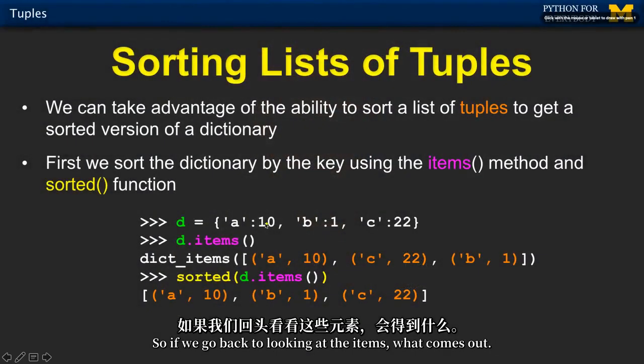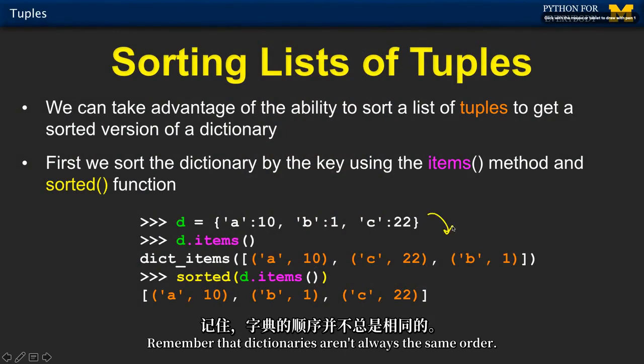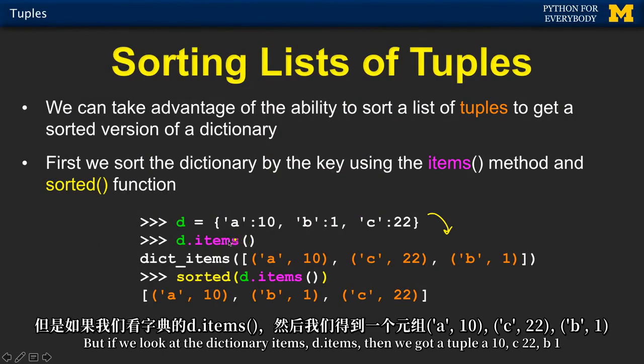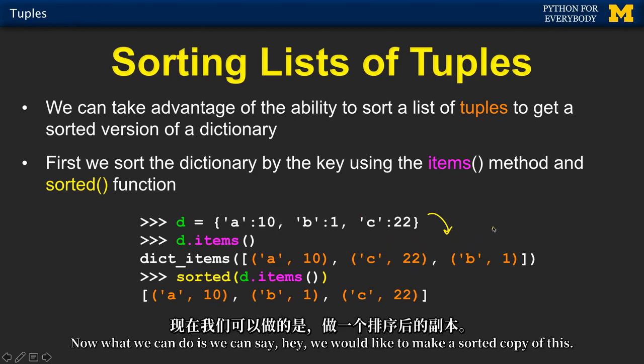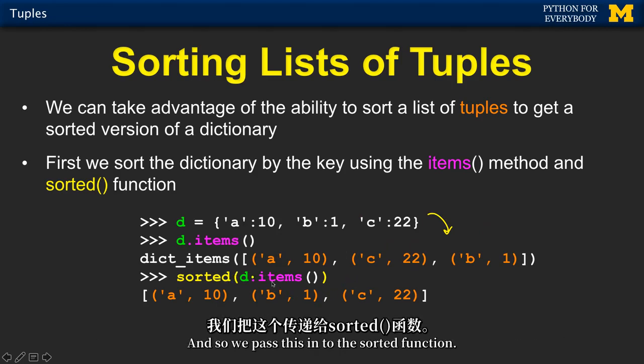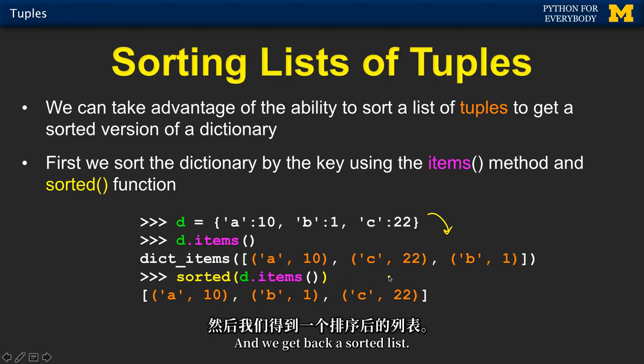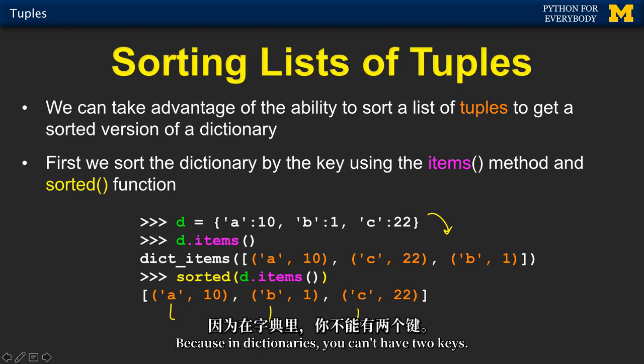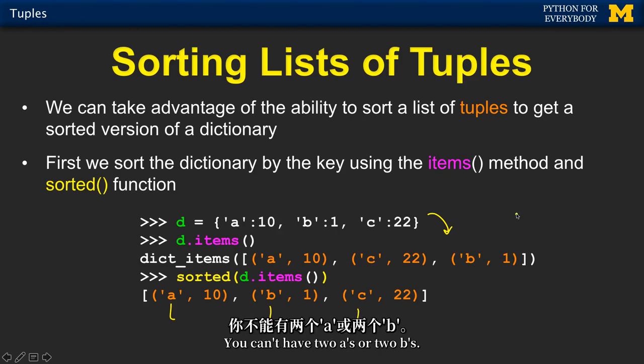So if we go back to looking at the items, what comes out, remember that dictionaries aren't always the same order. But if we look at the dictionary items, d.items, then we got a tuple, a 10, c 22, b 1. Now what we can do is we can say, hey, we would like to make a sorted copy of this. And so we pass this in to the sorted function, and we get back a sorted list. But it sorts it based on the first thing, because in dictionaries you can't have two keys. You can't have duplicate keys, right? You can't have two a's or two b's. And so it sorts it based on that.